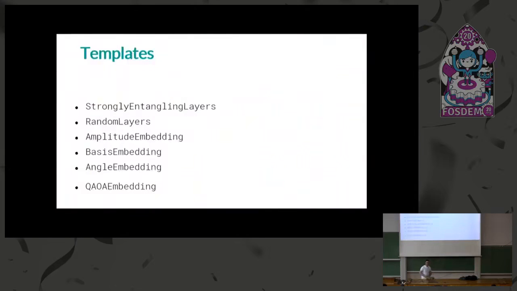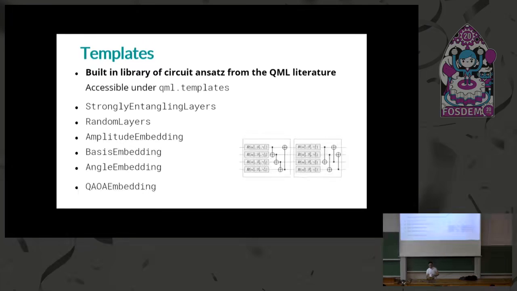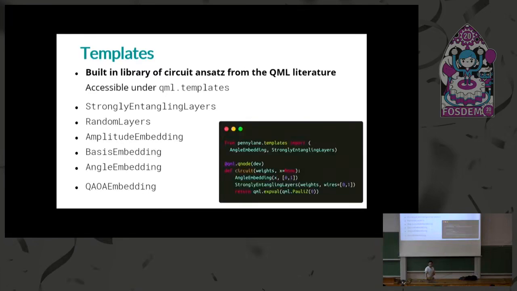So a couple of things we've added to the library over the last year to make it more accessible, to provide an easier way of constructing your quantum machine learning models. A built-in library of circuit ansatz from the QML literature. It's kind of an unanswered question what quantum circuit ansatz are easiest to train and best for particular machine learning models and quantum algorithms. Papers are continuously coming out with new ansatz that provide benefits for different use cases. So these are easily accessible in PennyLane. We have a qml.templates library, and you can just include these in your quantum node.